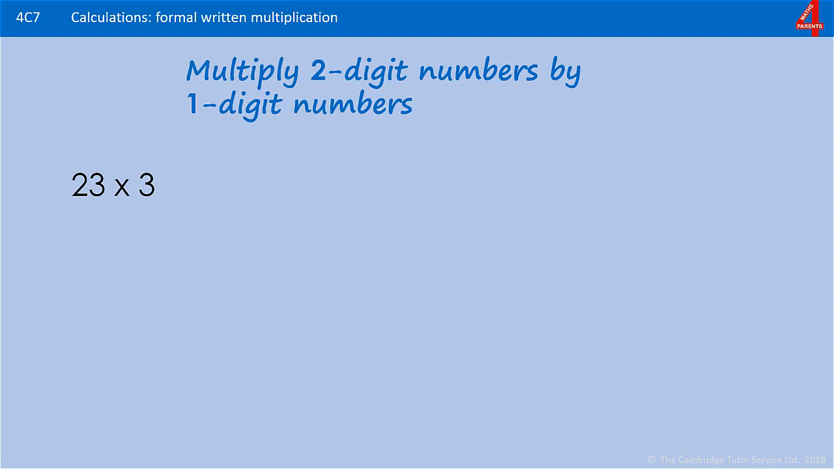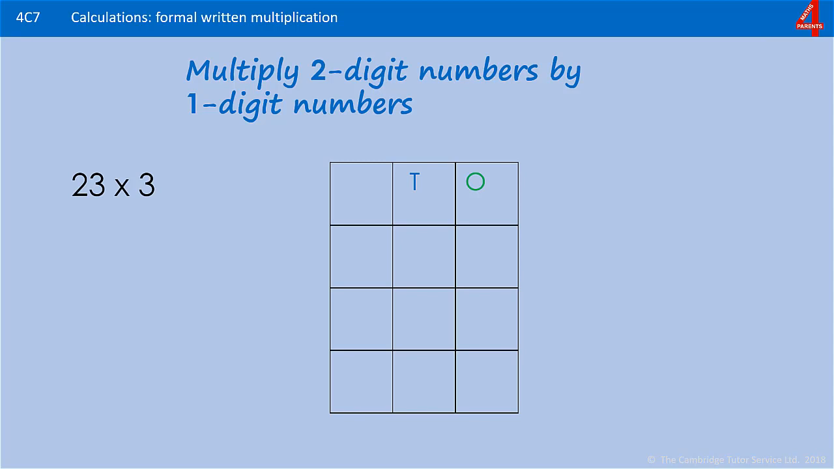Here's one for you to try. 23 multiplied by 3. Pause the video, have a go. Setting this out again, 23 is 2 tens and 3 ones, and you're multiplying that by 3 ones. Starting with this smallest value column, that's the ones, 3 ones multiplied by 3 ones. 3 times 3 is 9, and that goes in the ones column.